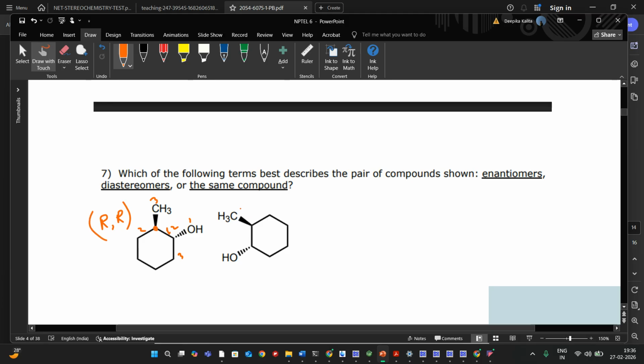Then here, this will be 1, this will be 2, and this will be 3. It will be R. 1, 2, 3, S. You can take your time and solve it slowly.